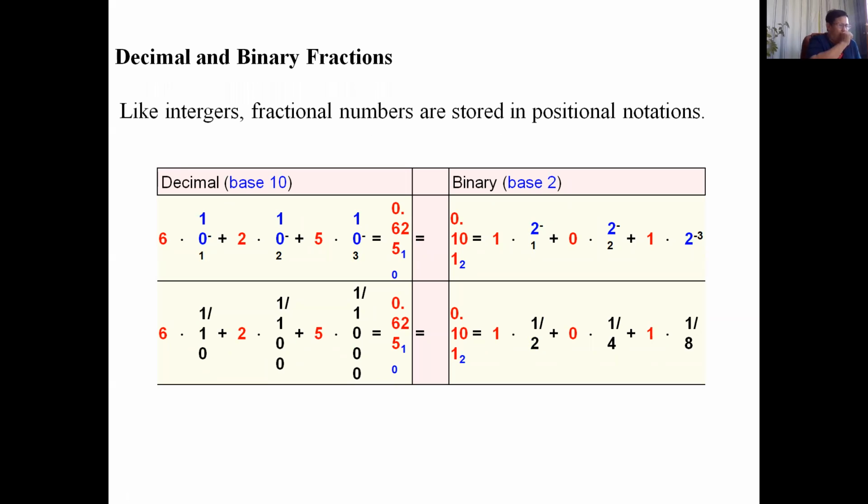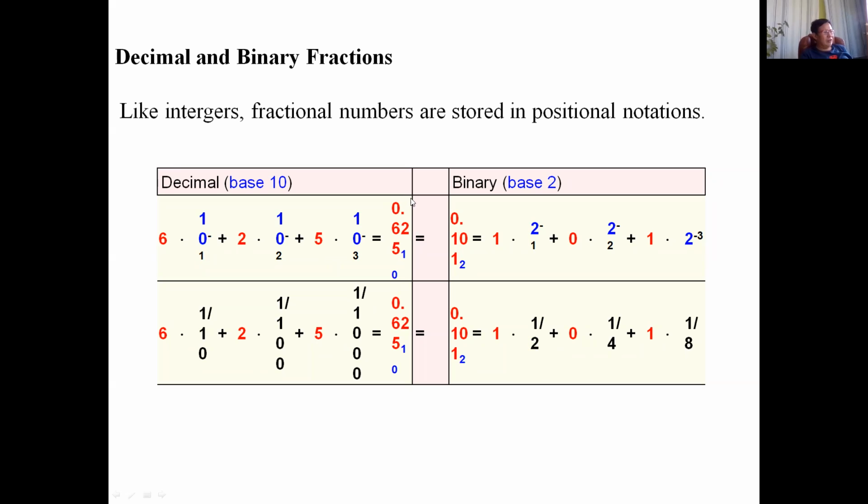Fractions. How do you represent 1/2? How do you represent 1/10? Do you follow? Okay? In decimal, we have 0.625. Can you see that? I'm sorry about this, because when it gets compressed, it changes when transferred. But in decimal, we have 0.625 base 10.